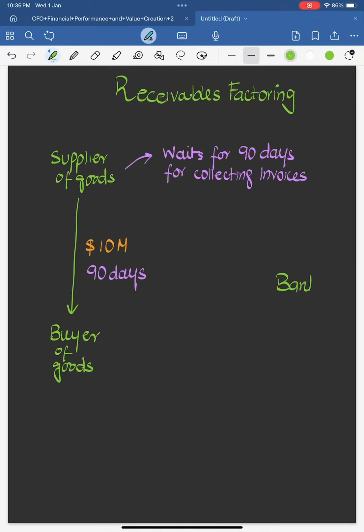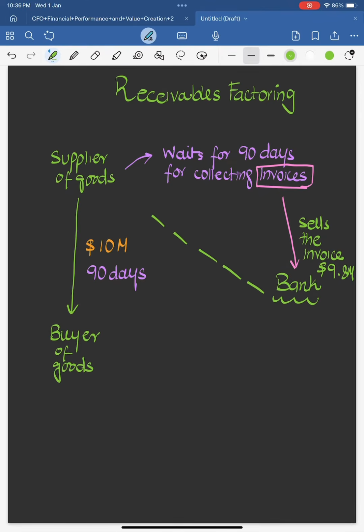So what the supplier can do is approach its bank and say, bank, I am going to sell you these invoices, which are worth 10 million. The bank will say, okay, but I can only give you 9.8 million against those invoices if you need the money today. So the bank will basically transfer 9.8 million to the supplier today. The remaining 200,000 is basically the cost of factoring the receivables, or the interest cost, in other words.